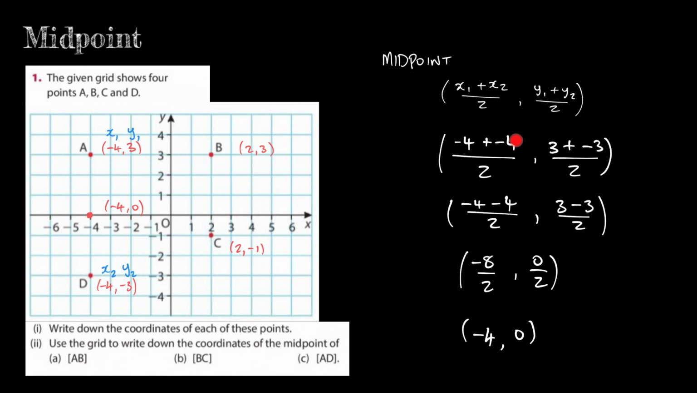Just here, it's just basic skills of algebra. -4 plus -4 just means -4 minus 4. And similarly, if I've got a positive plus a negative, it's the same as just saying subtract. Okay, so that is the midpoint of AD. Okay, midpoint of AD.